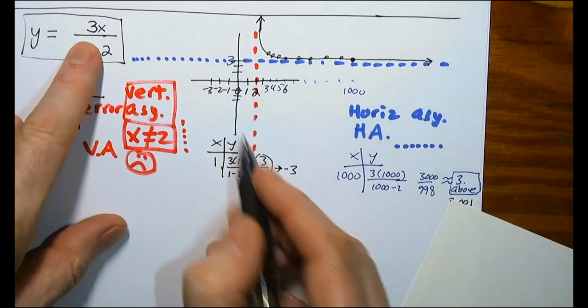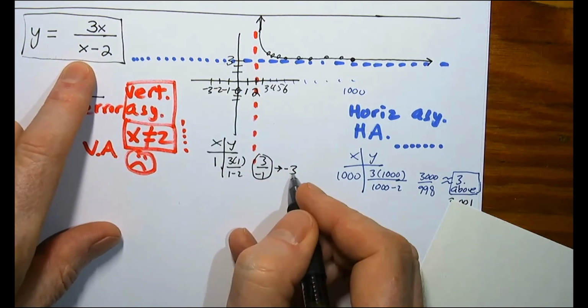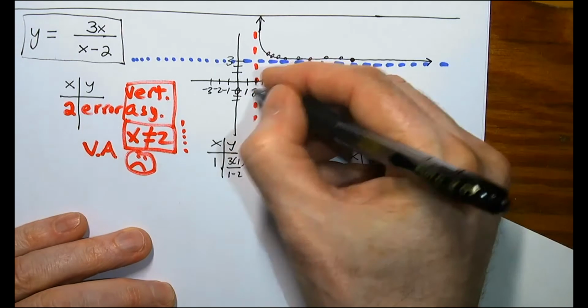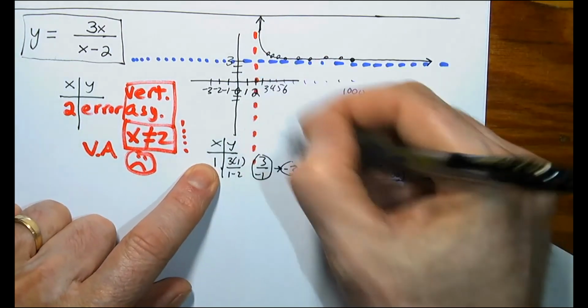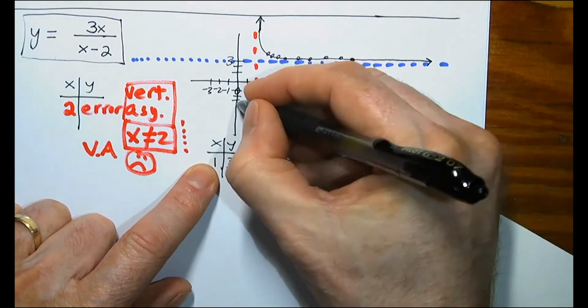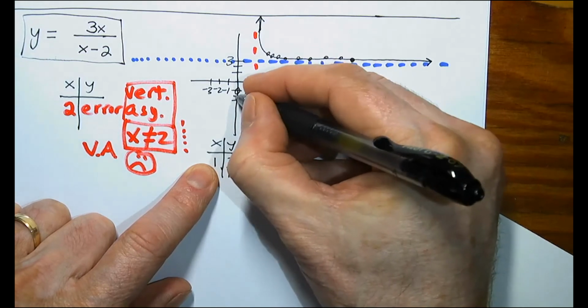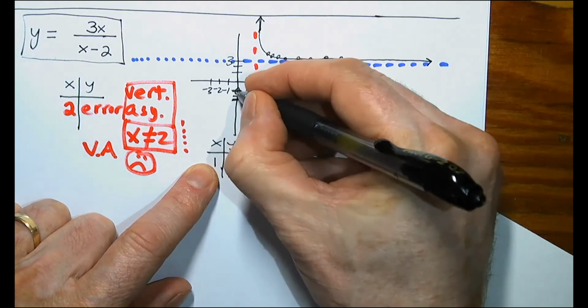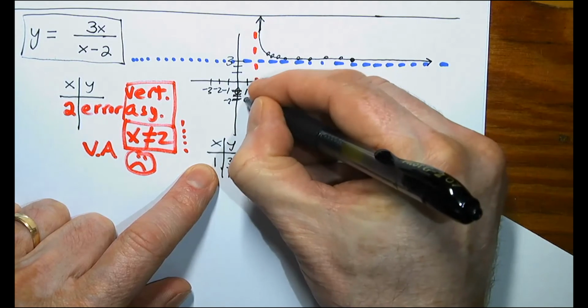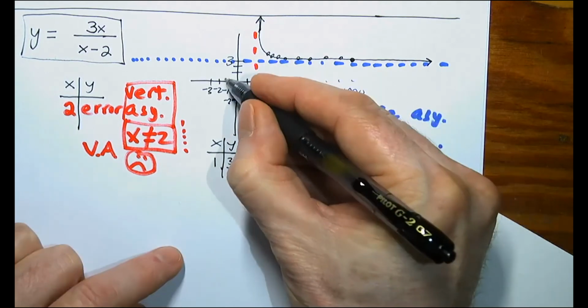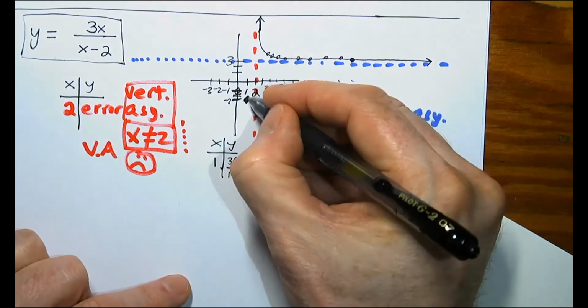Okay, so I tried 1. I got 3 over -1, which is -3. Okay, let's put that dot. 1 gives me -3. So (1, -3). Somewhere down here, right? 1, 2, 3. I guess about there, because here's the middle of my graph, about there. Okay, there's a child playing.